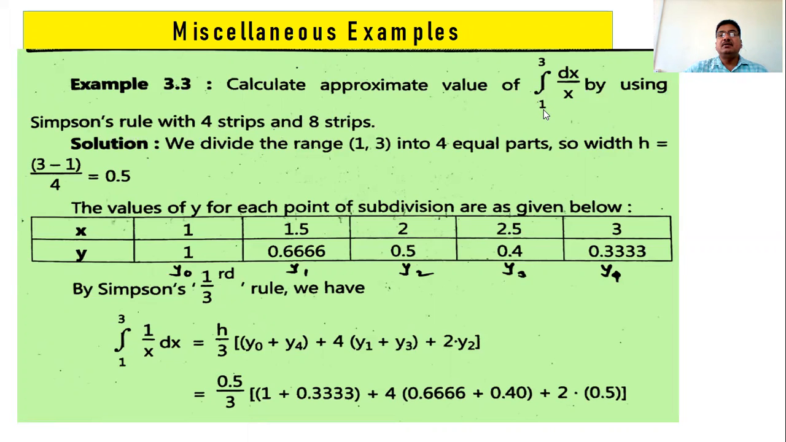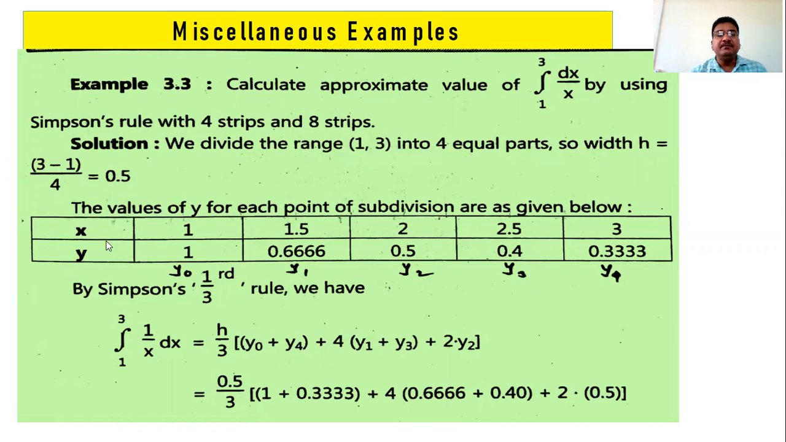And the function is what? f(x) is 1 by x, the given function. So write that f(x) is equal to 1 by x, and the interval is 1 to 3, and divide this interval into 4 equal parts. Means n is 4, and h is (b minus a) by n, that is 0.5.